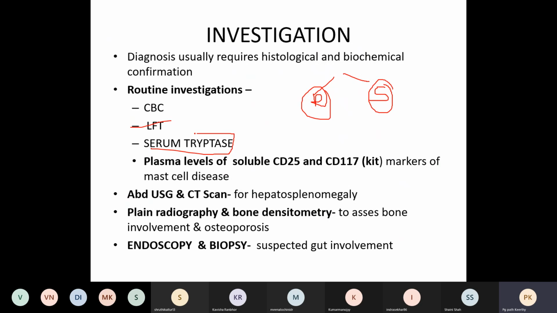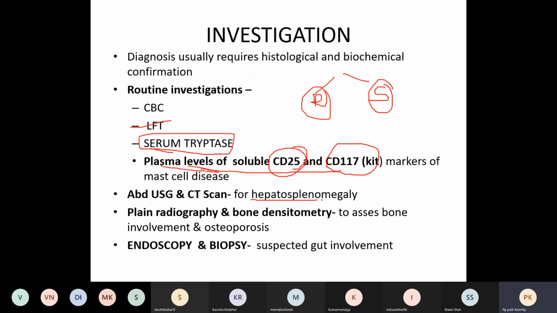And serum tryptase level. I told you in indolent, it can be normal also. So you should keep that in mind. Don't think it is normal, so no. You should be aware there is an indolent entity where the serum tryptase level can be normal. Then specific markers like plasma levels of soluble CD25 because it's an aberrant expression, right? And c-KIT that gives that stem cell like feature. So these are the specific tests.